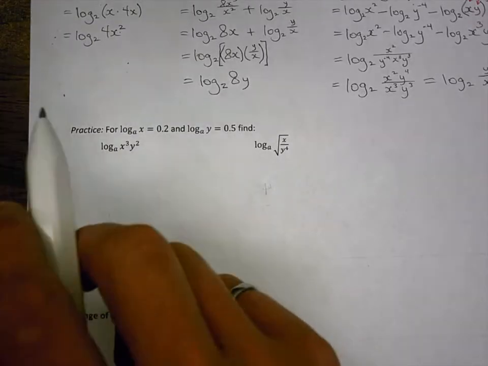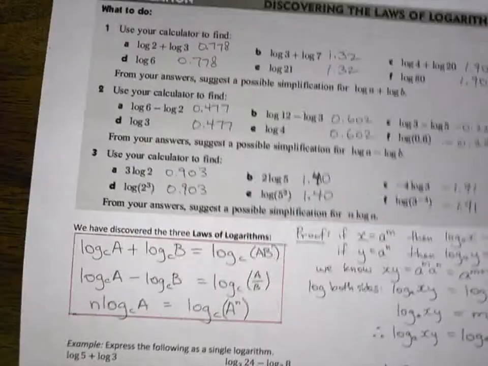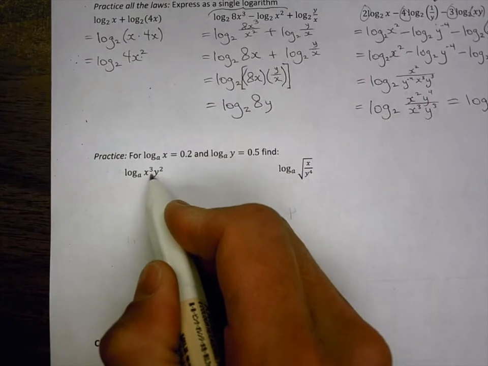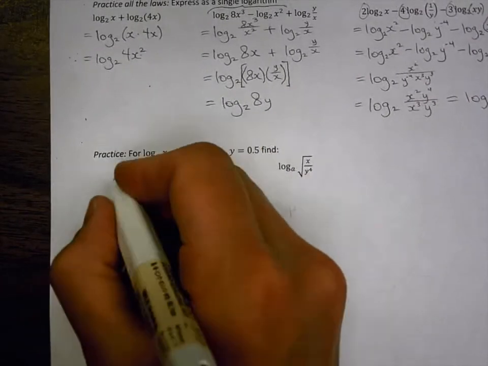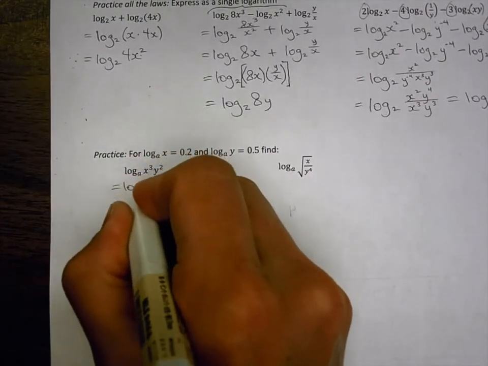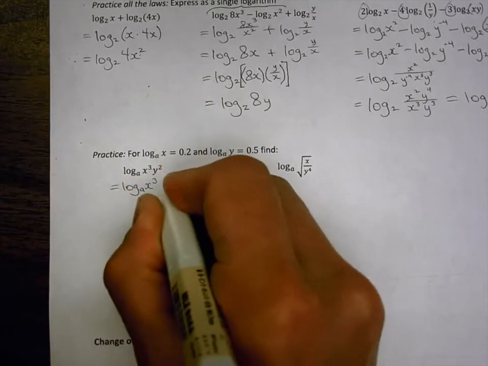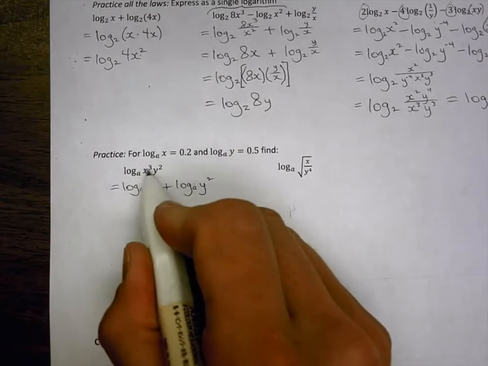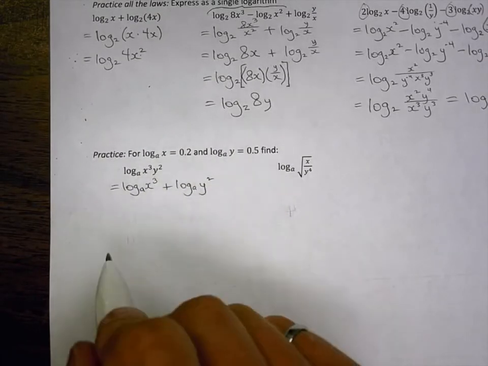I only have 3 log laws. Remember, there they are right there. So the only thing I can hope to do is maybe split these up. So let's try doing that. If I split these up, I'm going to have log x cubed plus log y squared. Because they're multiplied in the argument, I'm doing the opposite of my log law. This is splitting them apart.